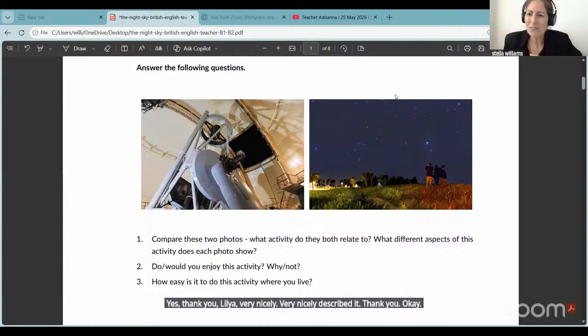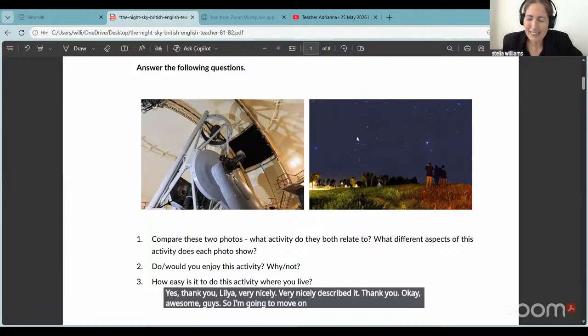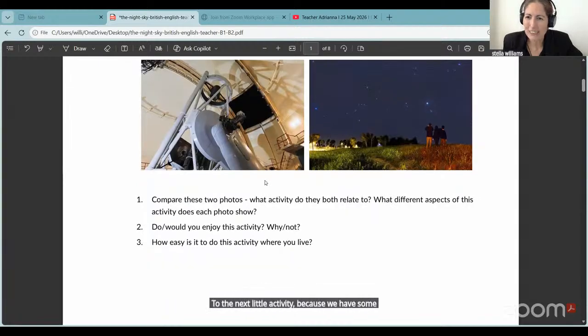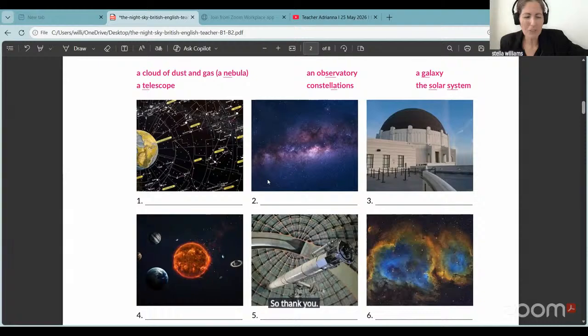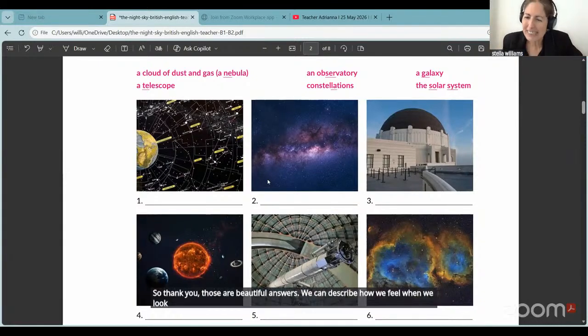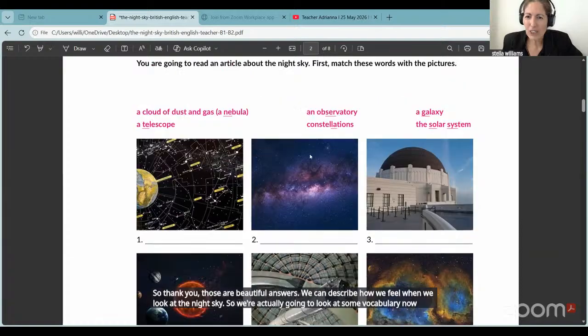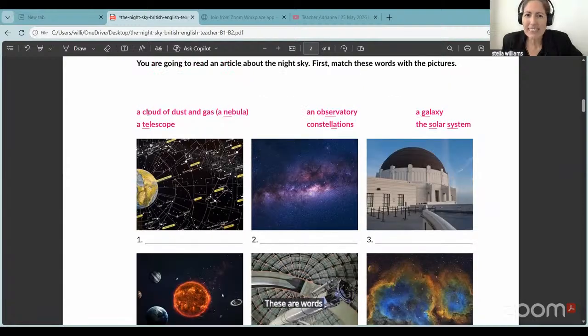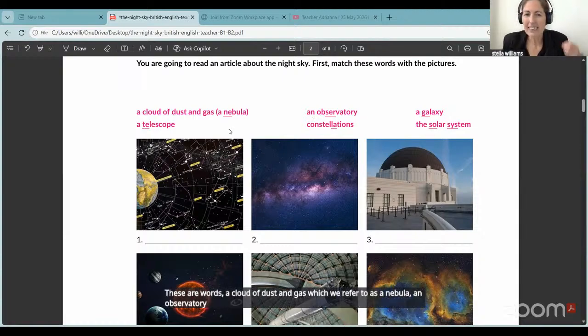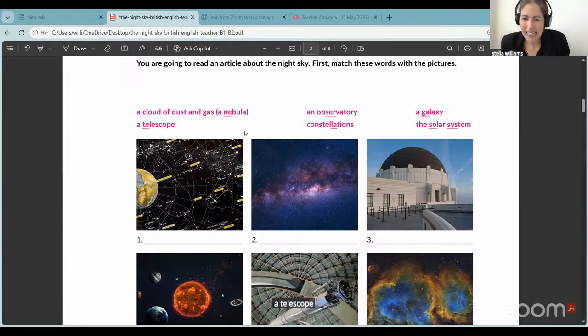Okay, awesome, guys. I'm going to move on to the next little activity because we have some more pictures that I want to ask you guys about. Those are beautiful answers. We can describe how we feel when we look at the night sky. Now we're going to look at some vocabulary. We've got 6 pictures here. There are our words: a cloud of dust and gas, which we refer to as a nebula, an observatory, a galaxy, a telescope, constellations, and the solar system.